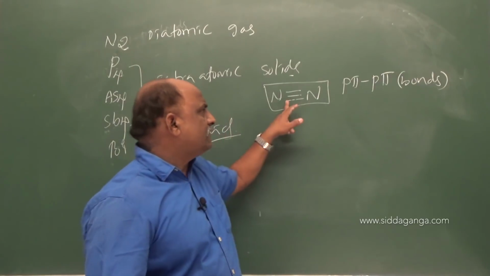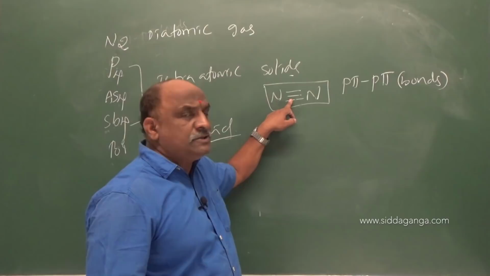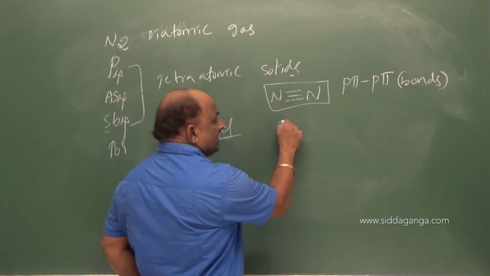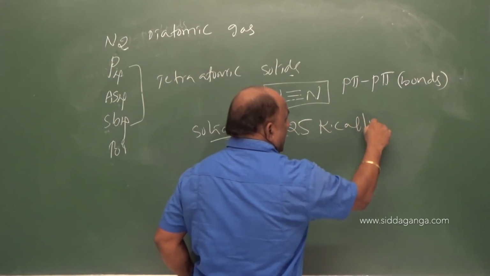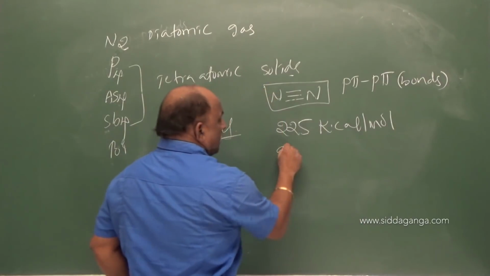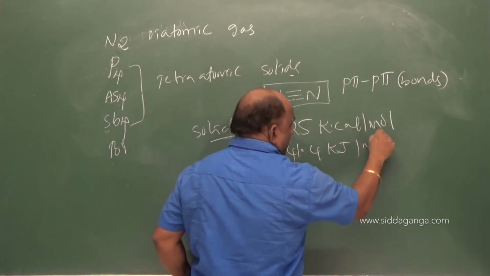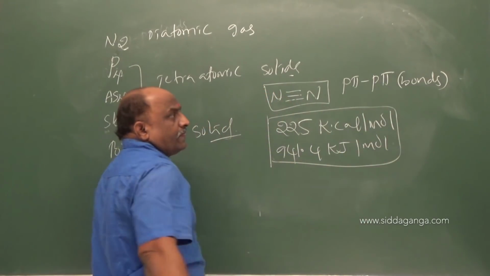Why is it inert to chemical reactions? Due to the presence of which bond? The triple bond. What is the bond dissociation enthalpy? Bond dissociation enthalpy is 225 kilocalories per mole, or 941.4 kilojoules per mole. Make a note, students, this is a very important point.